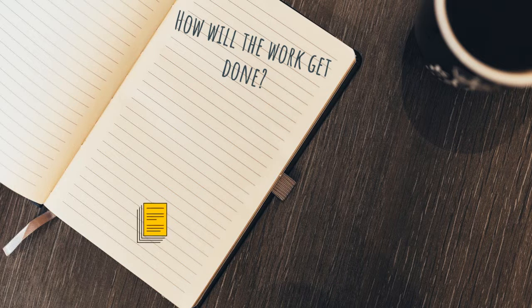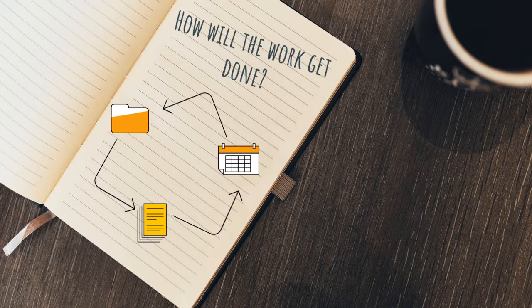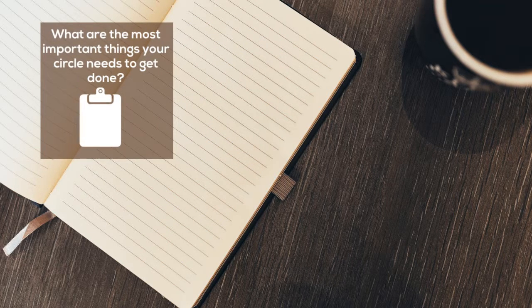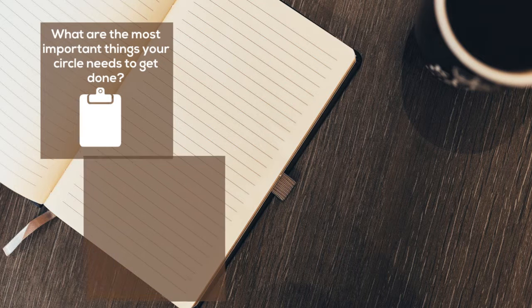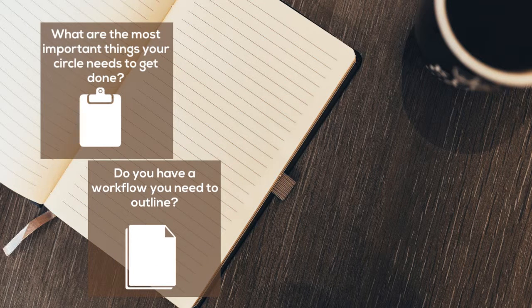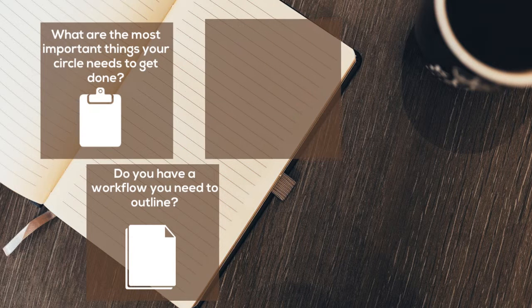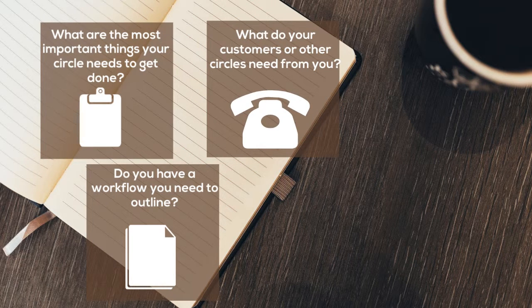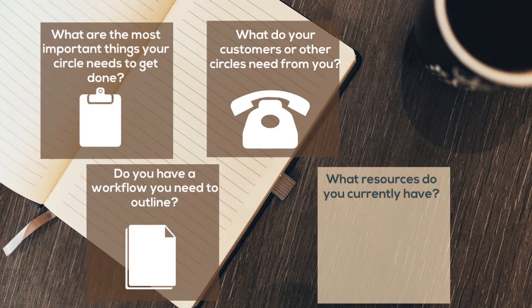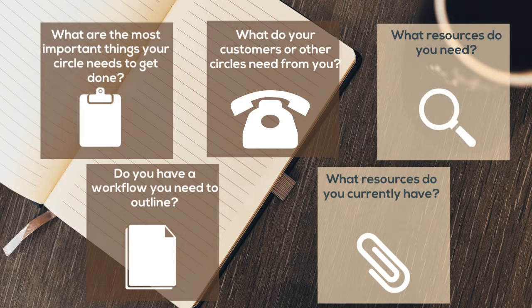The next thing you want to think about is how you envision the work getting done. Here are some questions you can ask yourself to organize your thoughts. What are the most important things your circle needs to get done? Do you have a workflow you need to outline? What do your customers or other circles need from you? What resources do you currently have? And what resources will you need in order to create the workflow for your group?